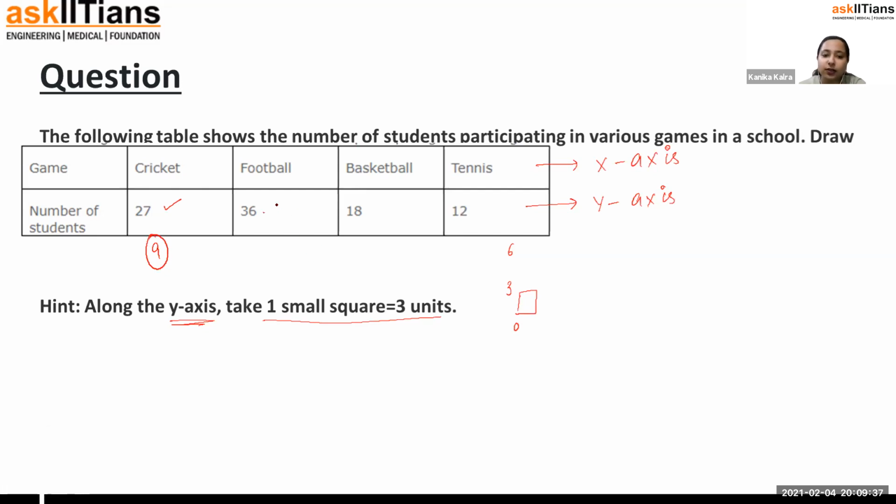And if we talk about 36, in this case, 12 boxes would be covered. In this case, 18 divided by 3, 6 boxes would be covered. And in this case, 12 divided by 3, 4 boxes would be covered. All right. So let's look at the graph again.